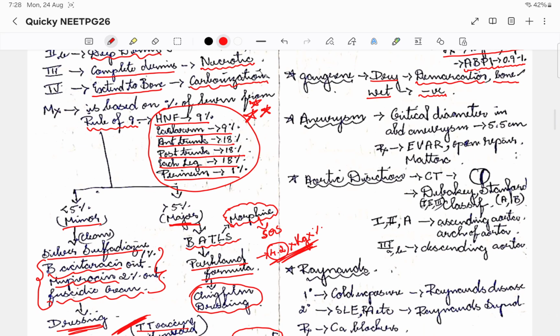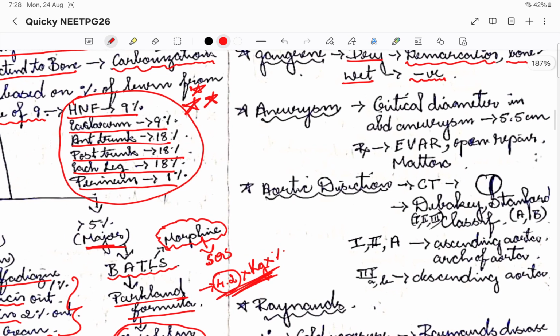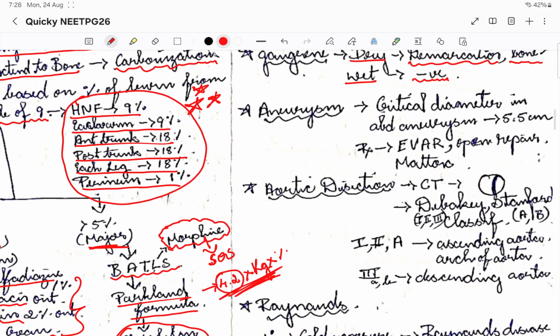Then the other thing with regards to artery pathologies is the aneurysm. Okay, aneurysm and aortic dissection is very, very important, and in all the exams they are interested in asking this, that is the critical diameter. Okay, so based on critical diameter, how you are going to manage is what they are asking.